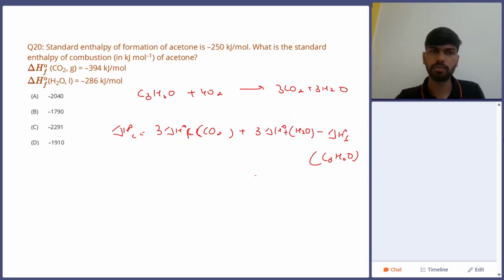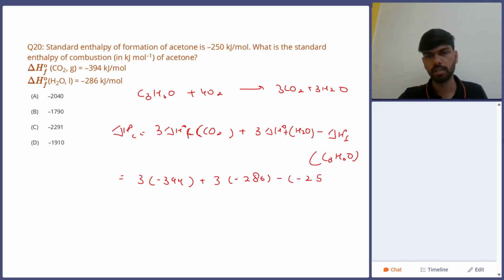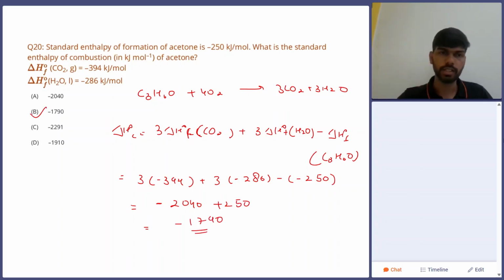So now when we proceed for that question, we will say 3 times minus 394 plus 3 times minus 286 minus of minus 250 kilojoule per mole. So when we solve this, this will become 3 times minus 394 plus 3 times minus 286 minus of minus 250. So it is minus 2040 plus 250. So finally it is minus 1790. So 1790 is the right answer. Option B is the correct one.